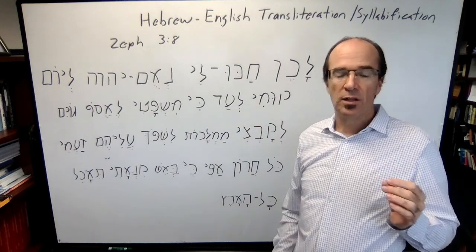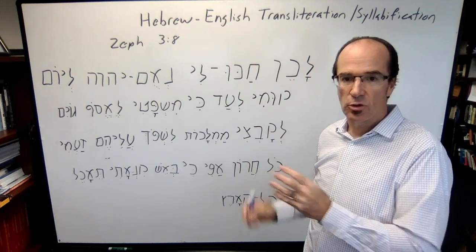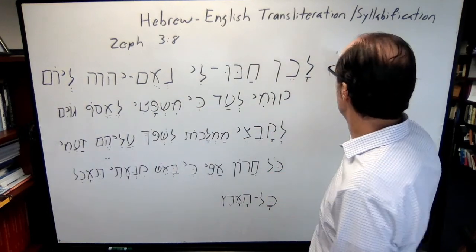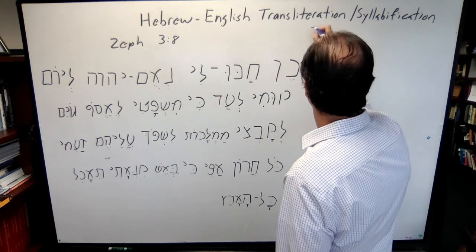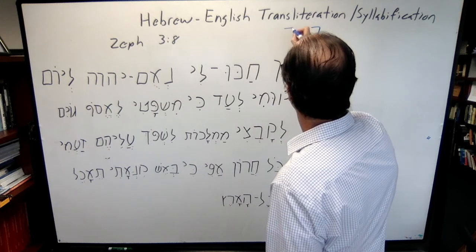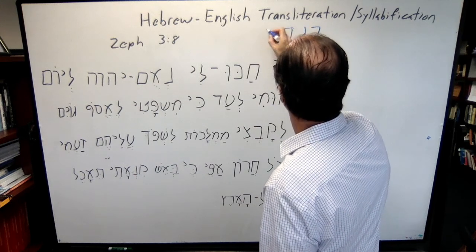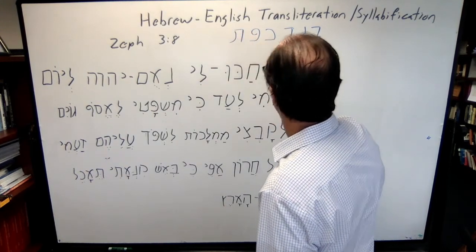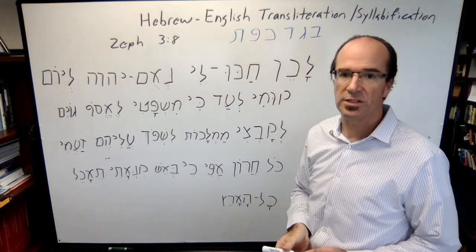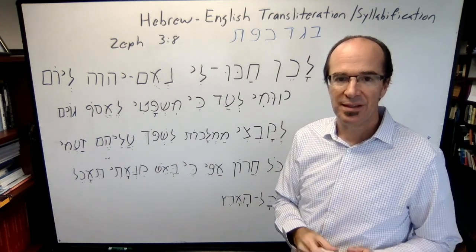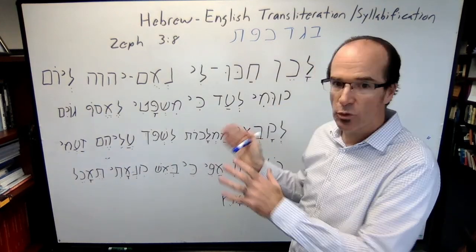The critical element to be able to do transliteration is to understand the Bagad Kafat letters. Remember the letters: Beit, Gimel, Dalet, Kaf, Pei, and Tav.